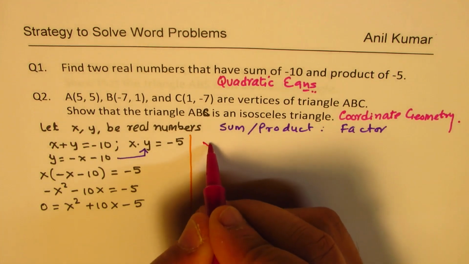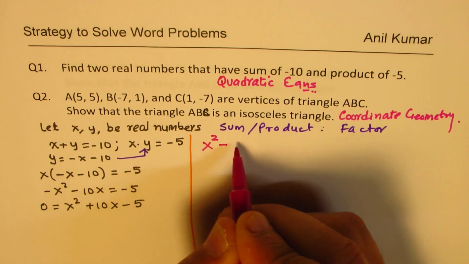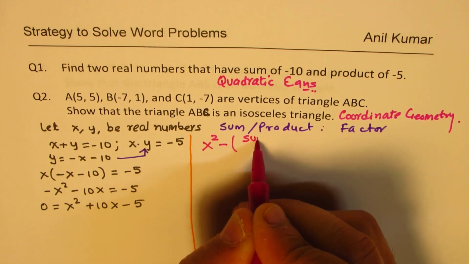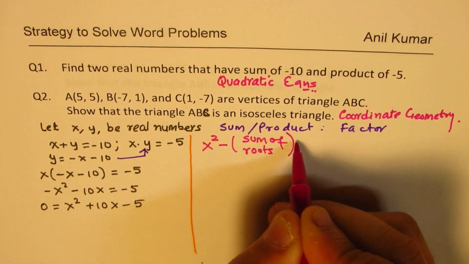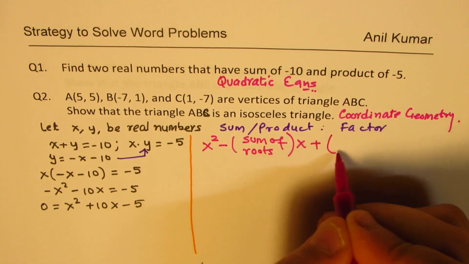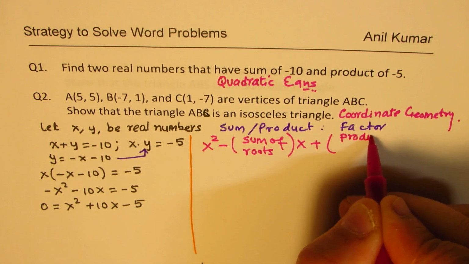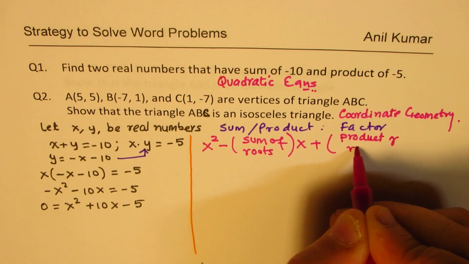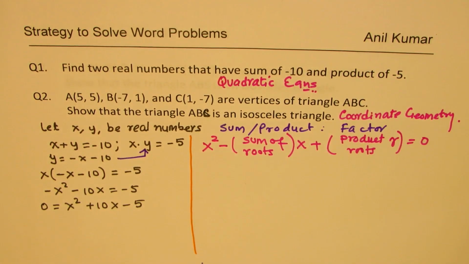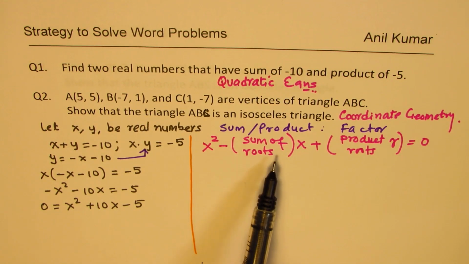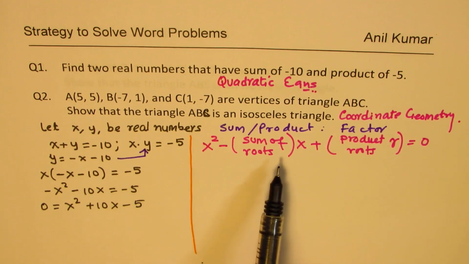The idea is the equation is basically x squared minus (sum of roots) times x plus (product of roots) equals 0. Is that true or not? Perfect. But there are very few students who normally use this method, and that makes a huge difference.